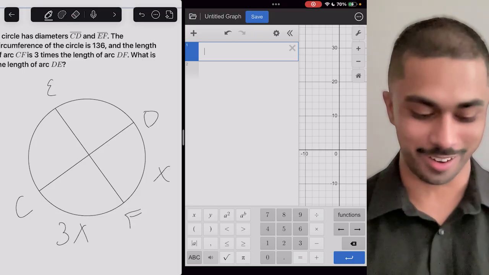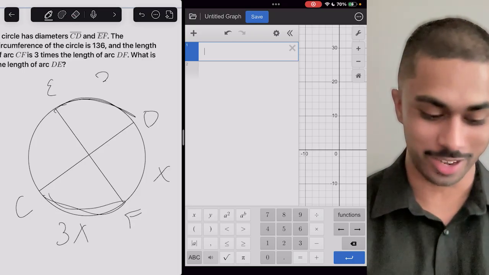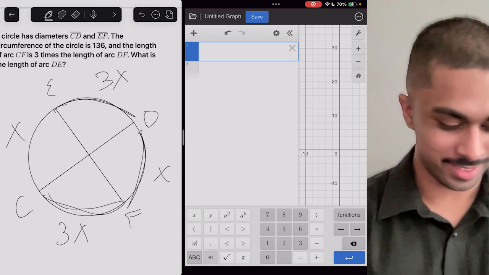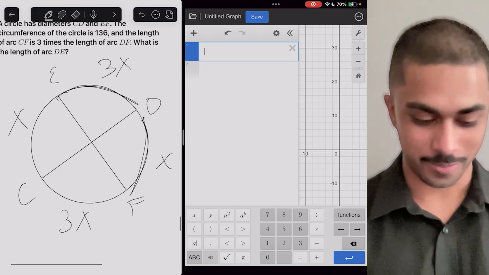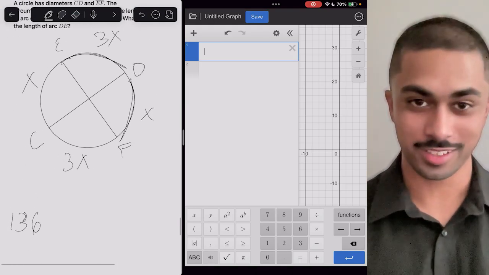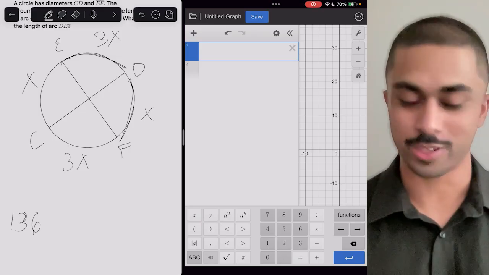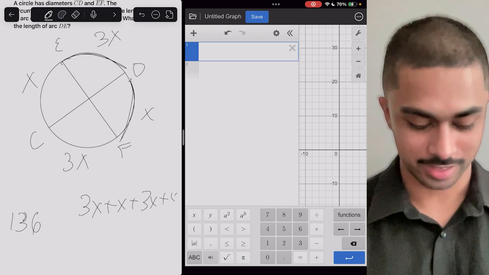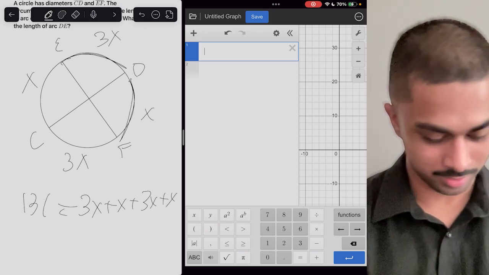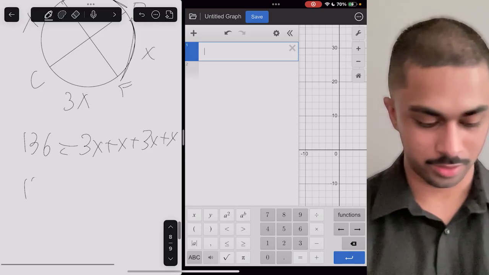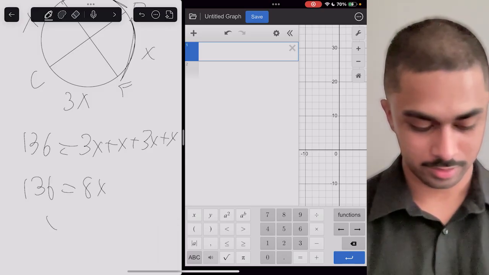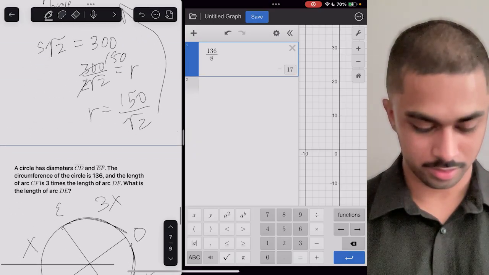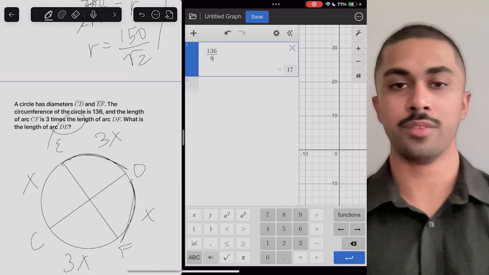Now here's the crazy part. If this is 3x, then this is also 3x. And if this is x, this is also x. Do you see the solution yet? Okay. From here, what is the circumference of a circle? It's just everything added up, right? 3x plus x plus 3x plus x is equal to this 136, right? So 136 equals 8x. X equals, what is 136 divided by 8? 17.